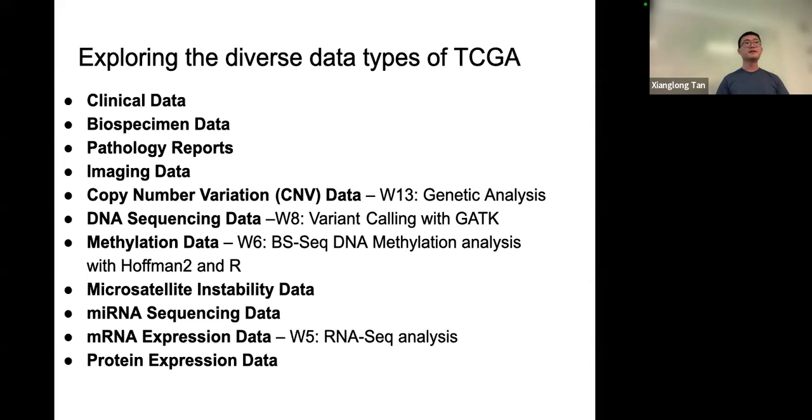For the transcriptomic data sets, which I personally feel that the TCGA gathers the most accurately, they have both microRNA sequencing data and the traditional mRNA expression data sets. And they also have proteomic expression data sets as well.